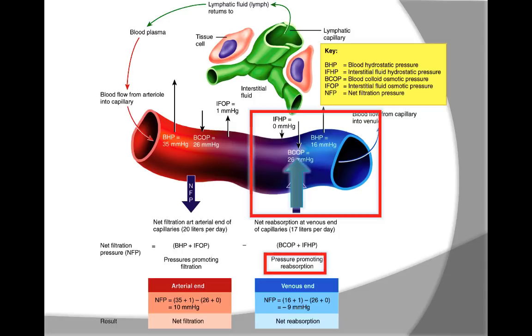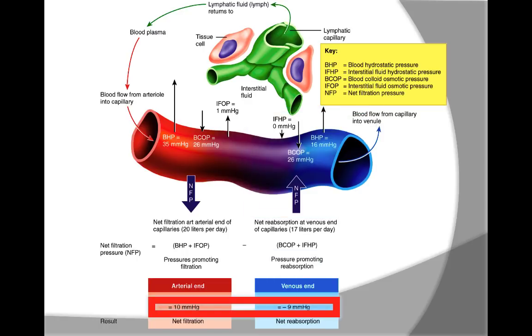On the venous end of the blood capillary, all those same pressures create a net reabsorption into the blood capillary. There's a lot going on here, but the take-home point, especially for lab, is here in this red box. Notice on the arterial end, there is a net filtration of 10 millimeters of mercury, while on the venous end, there is a net reabsorption of 9 millimeters of mercury. The negative represents the direction of the fluid moving out of the blood capillary. So, when you compare these numbers, there is slightly more filtration occurring than there is reabsorption.